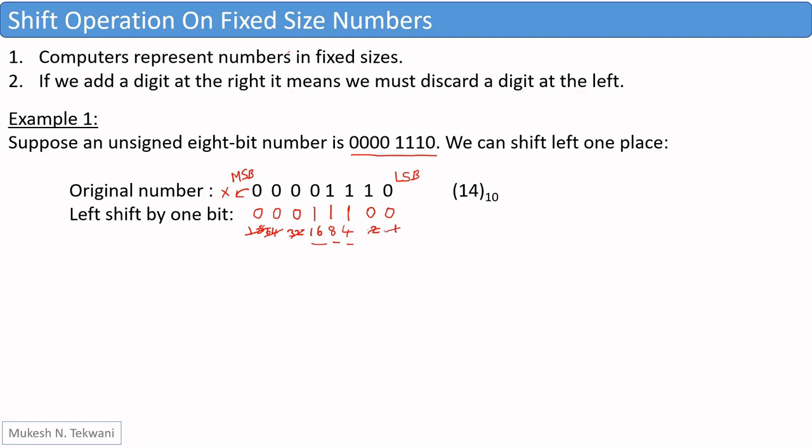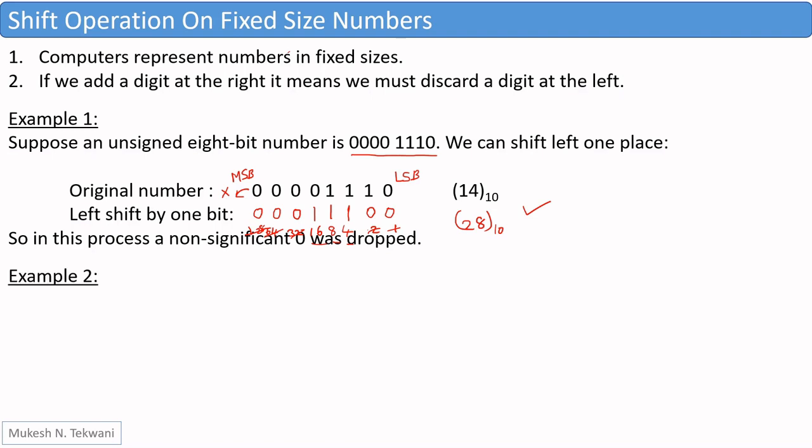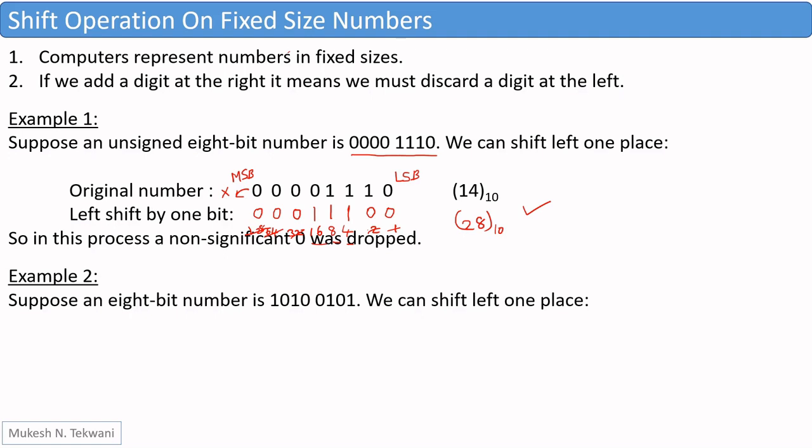Again these two bits can be removed, and therefore the number that we get is 28 in decimal. This is of course consistent with what we said earlier, that a left shift by 1 is equivalent to a multiplication by 2. But let us consider an example of another unsigned number. In the previous example, this MSB 0 was not a significant 0 because it was at the extreme left, and therefore there was no change in the result. Our results were consistent, right?